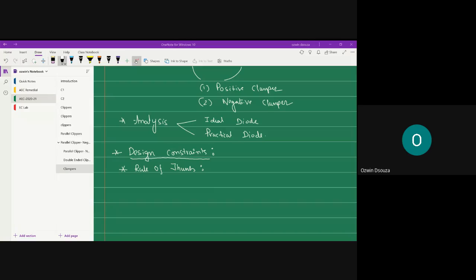Have you heard of this rule of thumb in the previous semesters or something? You can just write yes or no. Rule of thumb. Have you heard of rule of thumb? Yes or no, you can type.